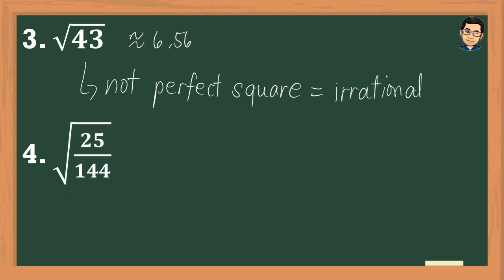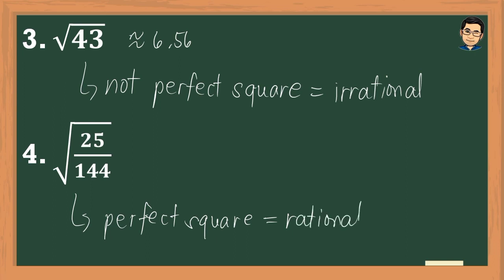Next, number 4, the square root of 25 over 144. So 25 is a perfect square. Likewise, 144 is a perfect square. Therefore, our given is a perfect square. So dahil perfect square po, yung sagot po dito is rational. So what is the square root of 25 over 144? So the square root of 25 is 5, and then the square root of 144 is 12. So our answer is 5 over 12.